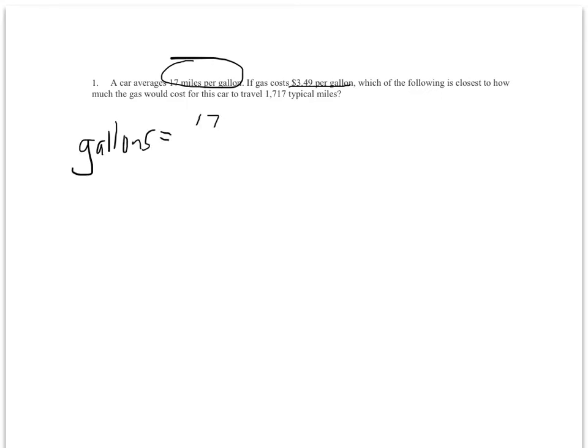Figure that out. You take 1717, the total miles, and divide it by how many miles you can get on 1 gallon. So if you take 1717 and divide by 17, that gives you 101. This is how many gallons this person's going to use.